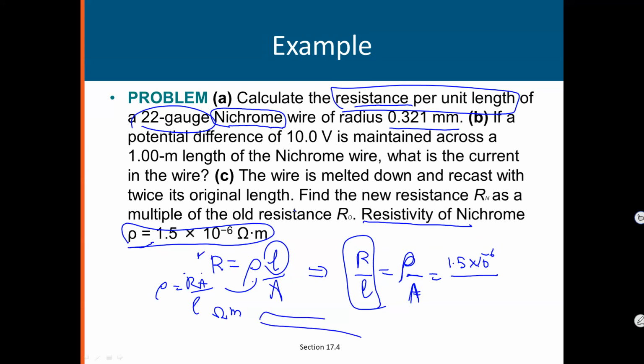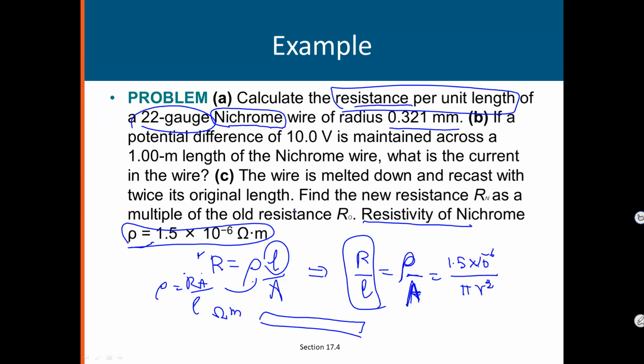A wire, what kind of shape is a wire? The cross-sectional area of a wire is a circle, right? It's a cylinder. The cross-sectional area of a wire is a circle. Do you understand that? You got it? Okay. Cross-section of a wire is a circle. Very good. So area of a circle is pi r squared, because this is cross-sectional area.